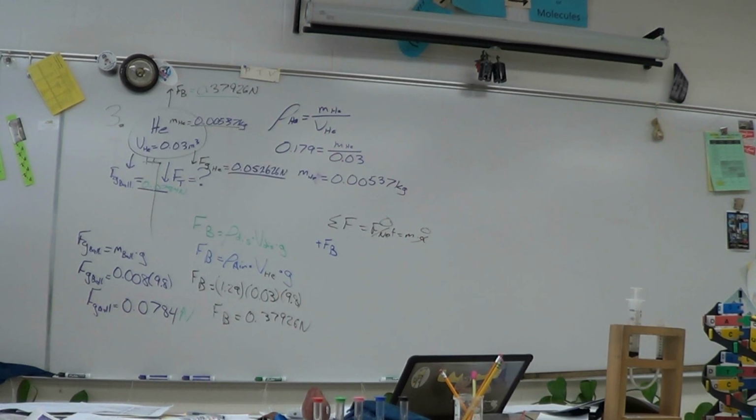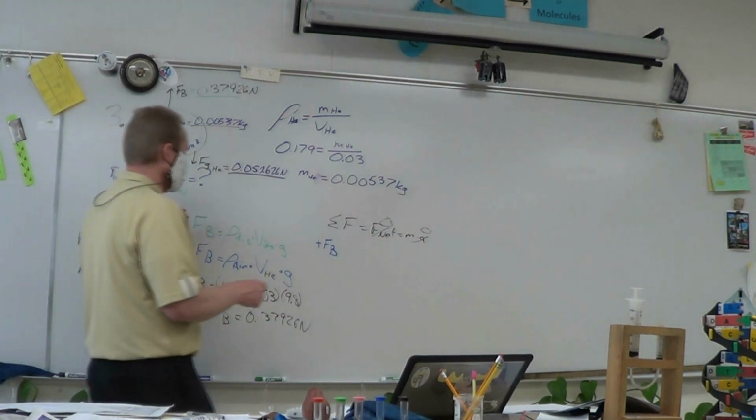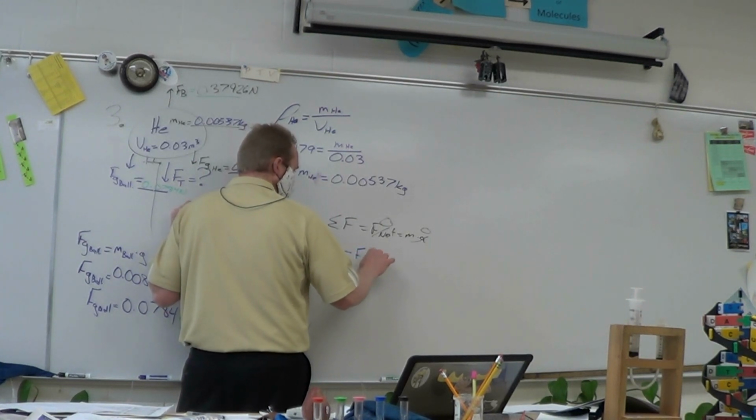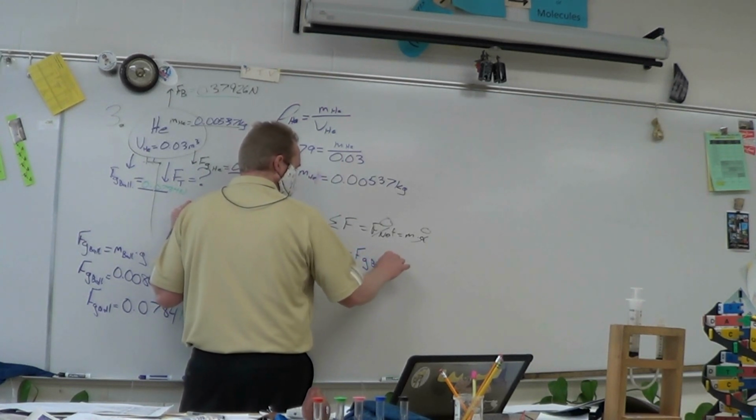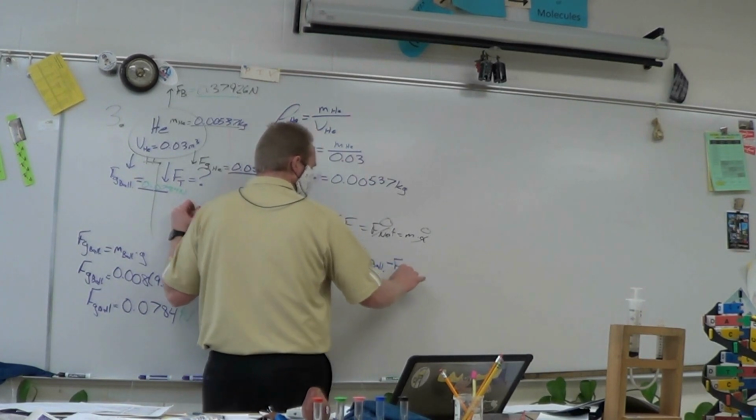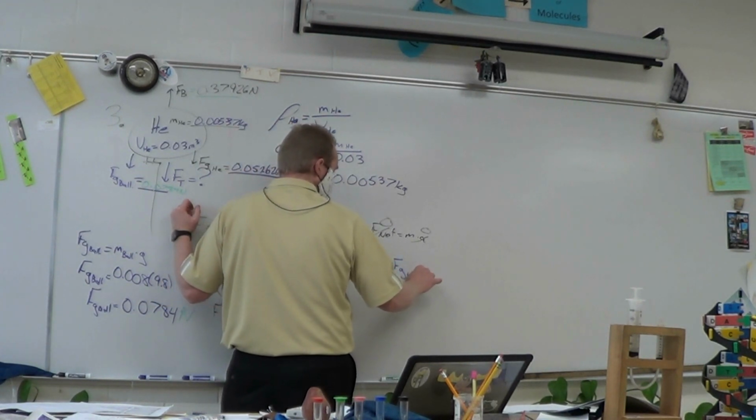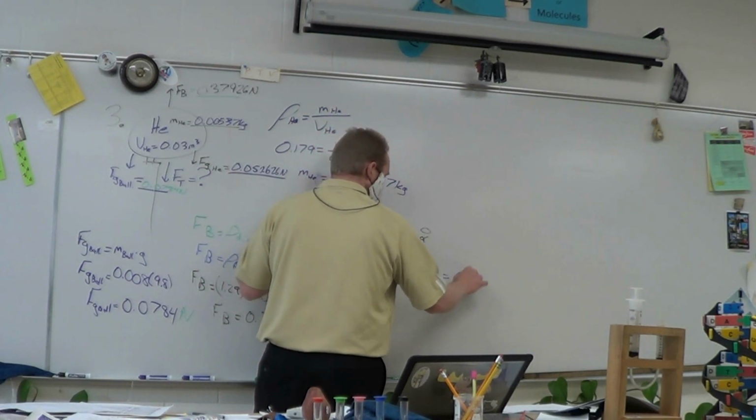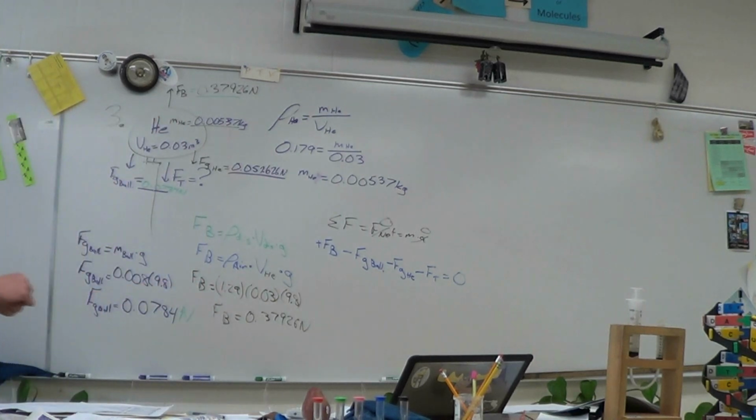I add my ups, plural, I only have one in this case, and I subtract my downs, which means all of my downs. I'm going to subtract my F of G of the balloon. I'm going to subtract the F of G of the helium. I'm going to subtract the F T, tension in the string, and I can set that equal to 0. I add my ups, there was 1. I subtract my downs, there's 3 downs. So I need to subtract all 3.